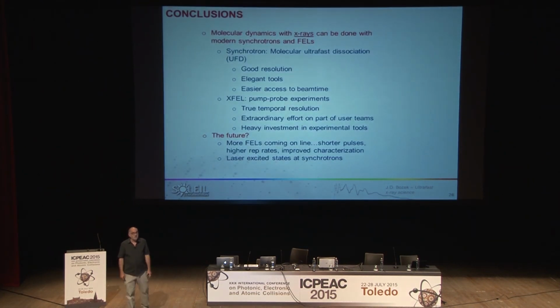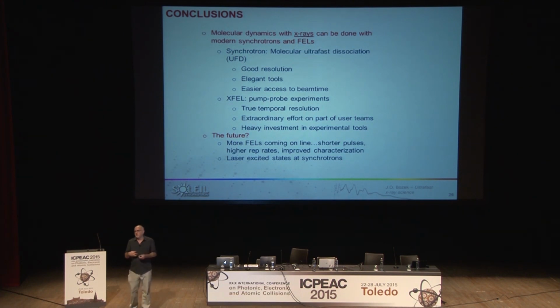So in conclusion, I wanted to show you that molecular dynamics with X-rays can be done at modern synchrotrons and FELs. At synchrotrons, you can use this ultra-fast dissociation. They have good resolution. We've got elegant tools at synchrotrons that have been developed by most of us in the room over the past 40 years, and frankly, easier access to beam time. If you've applied for beam time at LCLS, it's very difficult to get beam time. But we do apply for beam time there because the FELs give you this pump probe capability and true temporal resolution. When you saw the list of authors on these papers, you get this extraordinary effort from people coming in with different expertises to do these experiments, and it's quite wonderful.